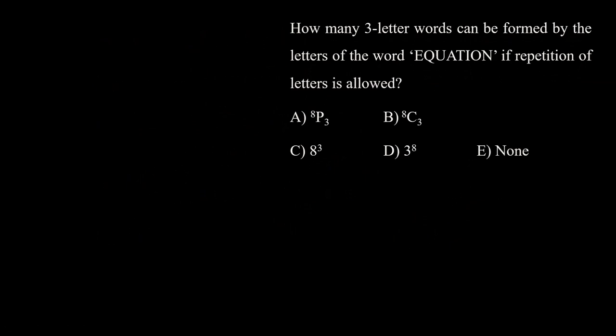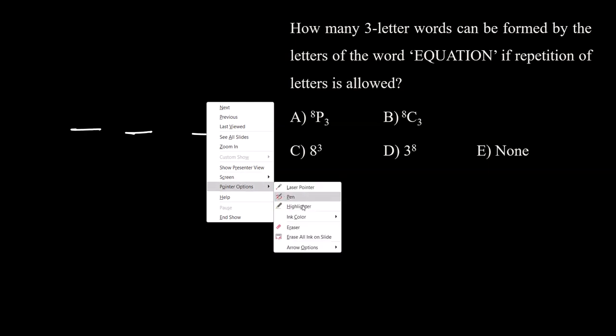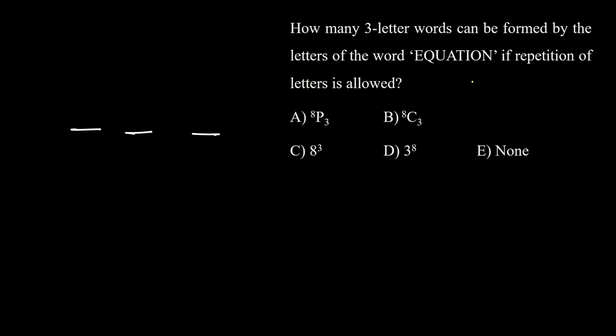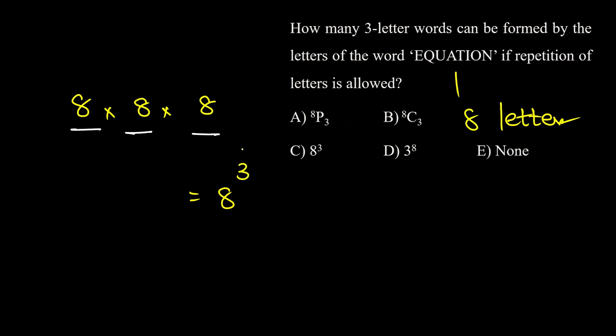The concept will help you. See, 3 slots are there, right? Equation, how many letters are available? 8 letters are available. Repetition allowed. First slot can be filled with 8 chances. I can take E, I can take Q, I can take T. 8 chances are there. Second letter also 8 chances. Third one also, so it's 8 cube. It's not 8P3, 8C3, 8 cube is the answer.